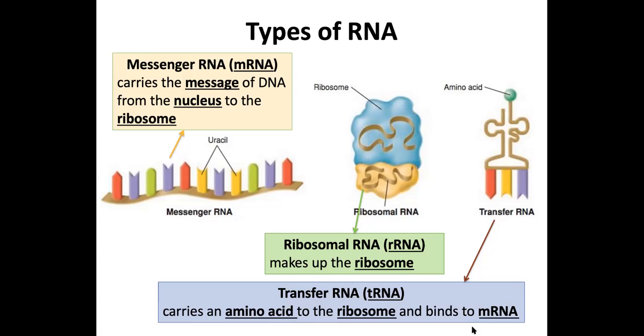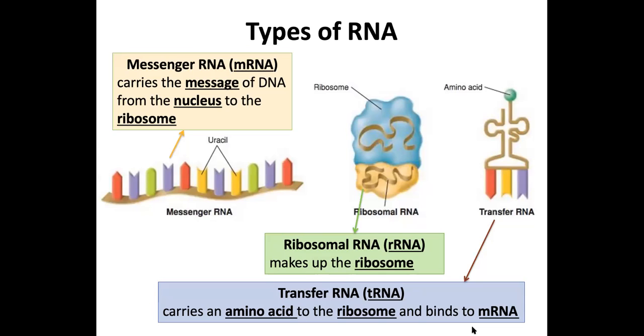So the first one is mRNA, and this one is super, super important. Okay, mRNA stands for messenger. So this carries the message of DNA from the nucleus to the ribosome, which is found in the cytoplasm. Okay, so if you were to see a picture of mRNA, it would look very similar to this. Okay, it's a single strand as opposed to the double strand of DNA. So it looks very similar to DNA, but it's only one-stranded.